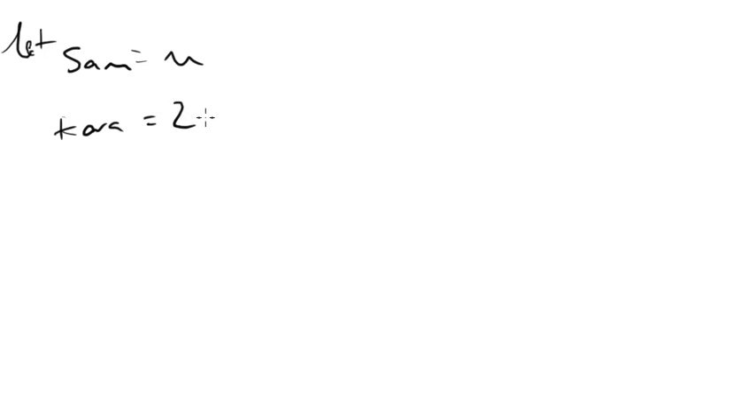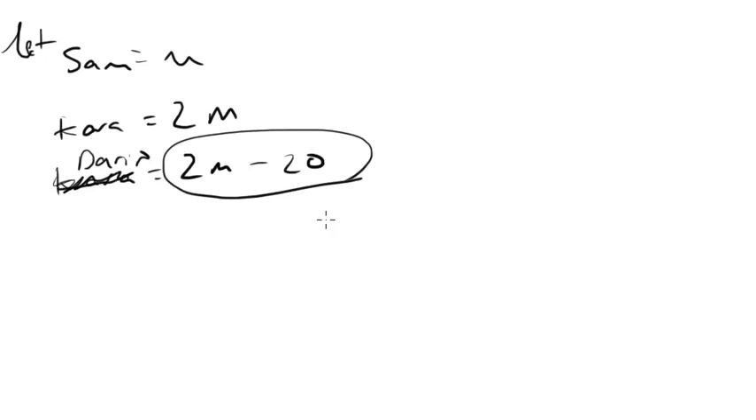That's not an M, that's like a squiggle. 2m. And Darren drove 20 fewer miles than Kara, so that would mean he drove 2m, which is Kara, minus 20, because it's 20 fewer. Oh, this should be Darren. Whoops. Alright. So, this is how many miles he drove, so that's choice B again.